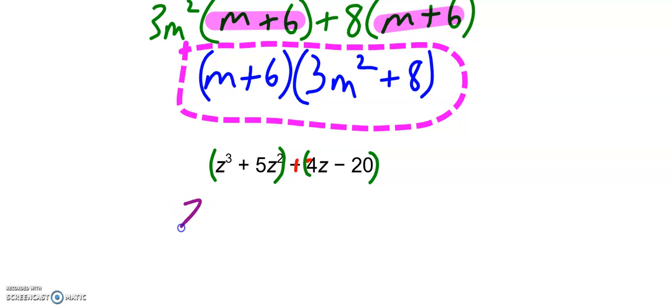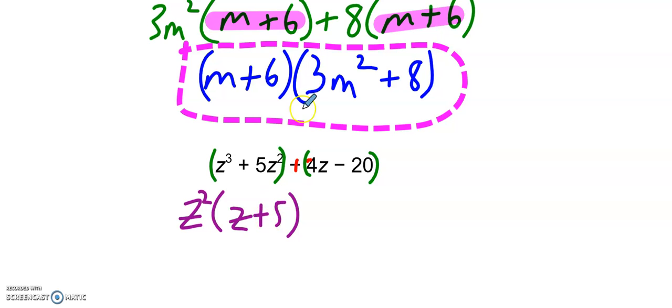Let's take it out. Z squared, and I'm left with z plus 5. Now, what's my greatest common factor in the second group? And this is really important on why this is a negative 4. Well, I could say that the greatest common factor is 4, which is true. There's nothing wrong with that.